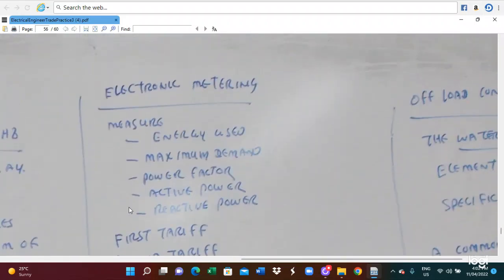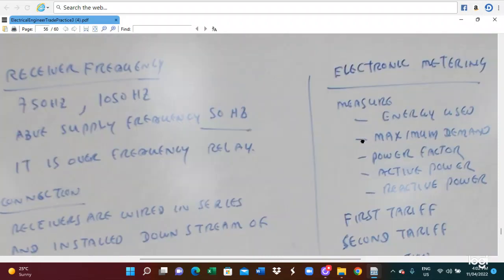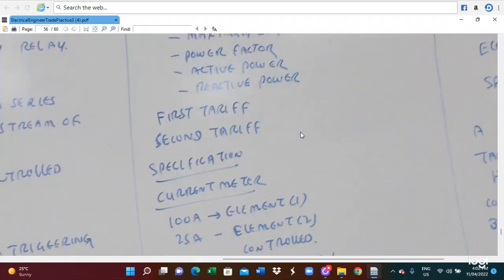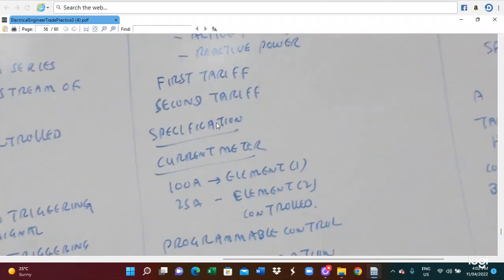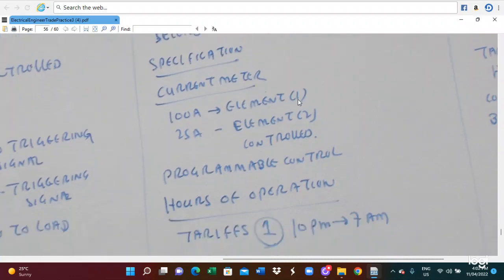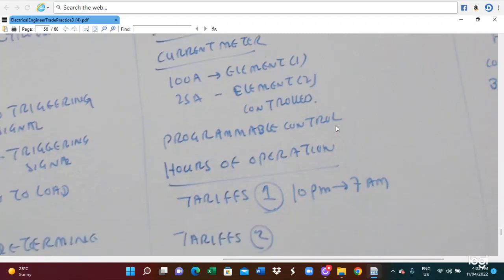So for electronic metering, we utilize electronic metering. It measures the energy use, the maximum demand, power factor, active power, and reactive power. The first tariff, second tariff, and specification are included. The current meter device is 100 amps for element 1 and 25 amps for element 2. This is for the hot water, so this is how the current will be flowing. It is also included as a programmable operation.